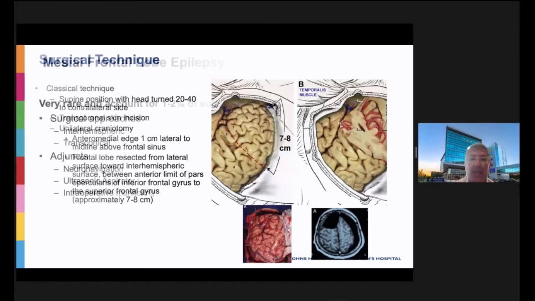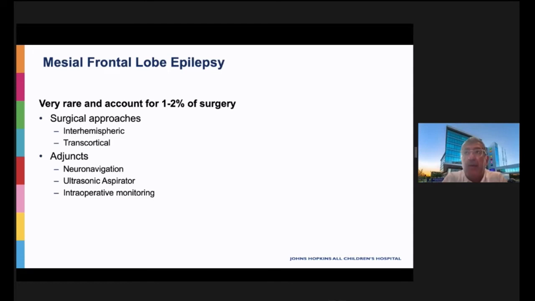Now, for mesial frontal lobe epilepsy, and I know we did not discuss this, there is a paper saying this is less than 1 to 2% of all epilepsy surgery, and there are two approaches. The classic interhemispheric approach, patient supine, doing a unilateral craniotomy to approach the mesial frontal structures. The other approach, as advocated by Spetzler and Lawton, is to position them lateral, allowing gravity to provide the retraction necessary on that ipsilateral frontal lobe. And I think the critical adjuncts are neuronavigation, the ultrasonic aspirator, and intraoperative monitoring.